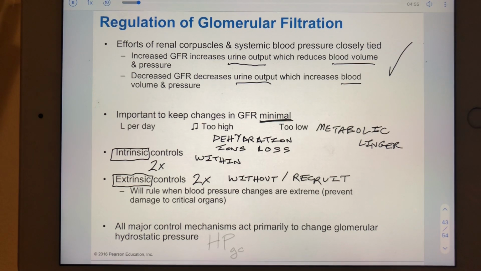All of these regulatory mechanisms are going to alter glomerular hydrostatic pressure. And just recently, a couple of slides ago, we talked about how important the hydrostatic pressure, or the push, if you will, of fluid outward within the glomerular capillaries is to ensuring fluid moves out of those capillaries and into the capsular space. If we make adjustments to that hydrostatic pressure, then we may be favoring or inhibiting filtration. Let's move to the next slide.